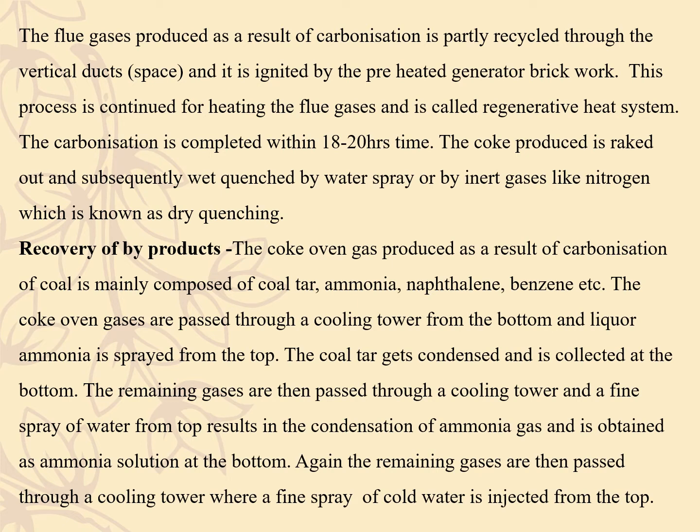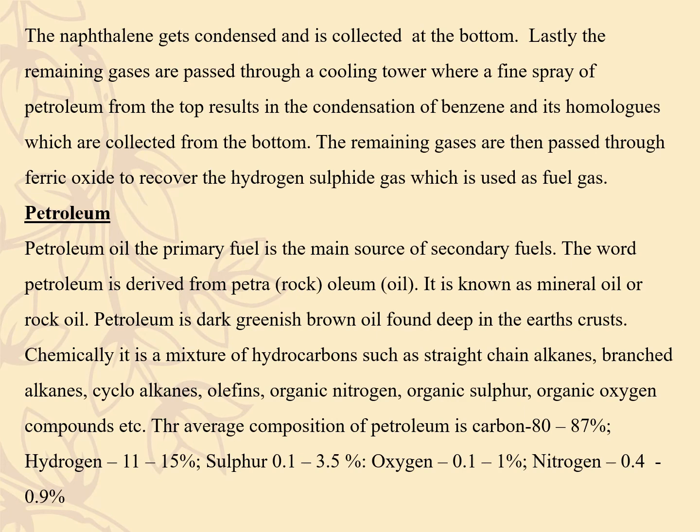The remaining gases are then passed through a cooling tower and a fine spray of water from the top results in the condensation of ammonia gas and is obtained as ammonia solution at the bottom. Now again the remaining gases are then passed through a cooling tower where a fine spray of cold water is injected from the top. The naphthalene now gets condensed and is collected at the bottom.